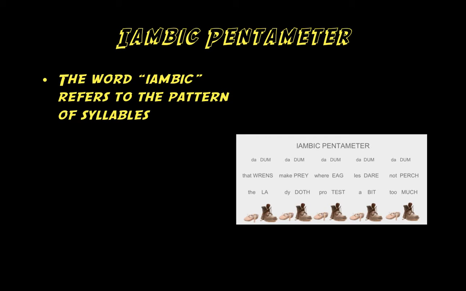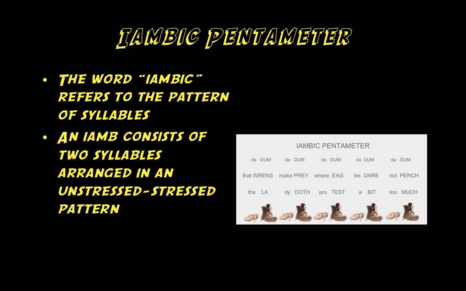The word iambic refers to the pattern of syllables. So it's a specific pattern. An iamb consists of 2 syllables arranged in an unstressed, stressed pattern. So over there on our example, you see da-dum, da-dum, da-dum, da-dum, da-dum. Jump into the last line: "The lady doth protest a bit too much." So we always go unstressed, stressed. Unstressed means it's a little bit quieter, so that's why we have that little ballerina shoe. And stressed means it's a little bit louder.